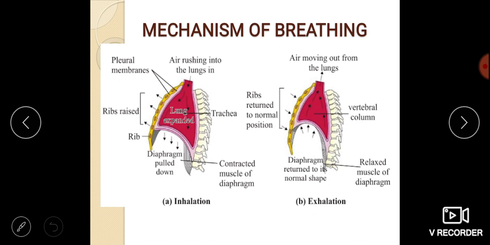See here the mechanism of the breathing. What is happening here? You can see the lungs, the diaphragm. In case of inhalation, the diaphragm is pulled downwards, and the rib cage moves upwards and forward, so the volume increases over here. In the second case, the diaphragm moves upwards, and the rib cage moves inwards and downwards. As a result, the volume decreases, so the pressure in the lungs will increase, and exhalation will take place.